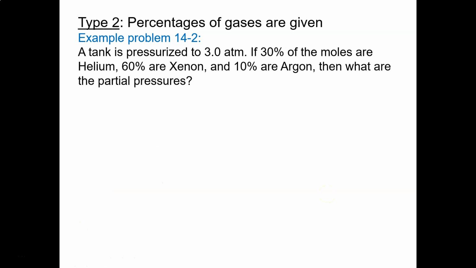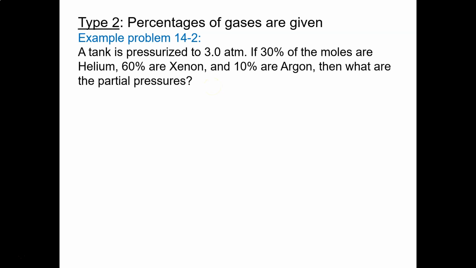Type number 2 is when the percentages of the gases are given to you. So let's look at this problem. You have a tank that is pressurized to 3 atm. If 30% of the moles are helium, 60% are xenon, and 10% are argon, then what are the partial pressures? Because we have 3 different chemicals here, helium, xenon, and argon, you will want to have 3 different answers for your final answer. So you need to box 3 of them. Let's go ahead and do this problem.